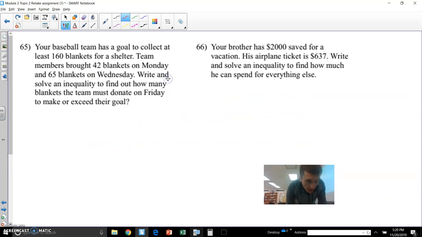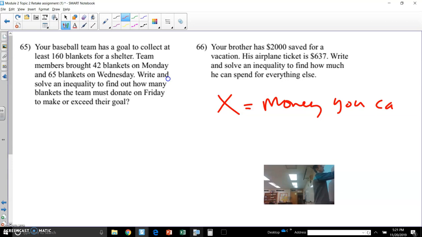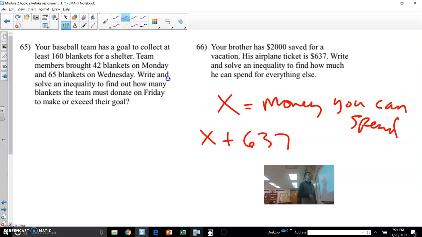I'll do one more with you right here. I've got a little over 1 minute. Your brother has $2,000 saved for a vacation. Airplane ticket $637. Write and solve an inequality of how much money he could spend for everything else. Well, his airplane ticket was $637. So the amount of money you can spend can be X. So you have a total of $2,000, but the money that you spend plus that $637 plane ticket, that better come out to be less than or equal to the total amount of money that you have. And so if we were to subtract that 637 over, we'd be able to see exactly how much money we could spend on our vacation.